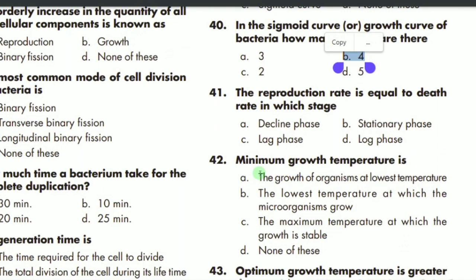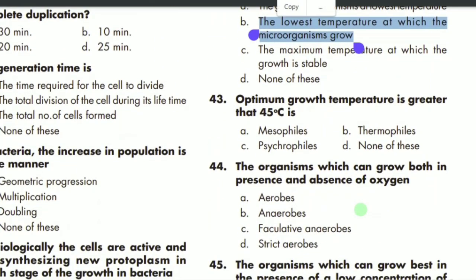Now today we will start our MCQ journey of chapter number 5 from MCQ 41. The 41st MCQ says that the reproduction rate is equal to the death rate. In which stage? It is mostly in the decline stage. A is the correct option. Minimum growth temperature is the lowest temperature at which the bacteria, or we can say microorganisms, can grow. B is the correct option. The 43rd MCQ says that the optimum temperature is greater than 45 degrees Celsius. That is actually the mesophiles. So A is the correct option.